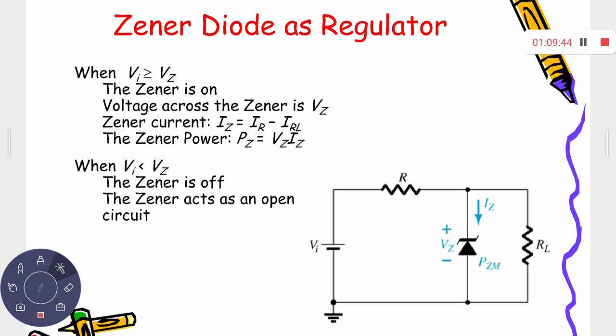Through this resistor, you can have plenty of current, and accordingly you can select the value of the resistance. But through this diode, one cannot allow any current which is greater than IZM.